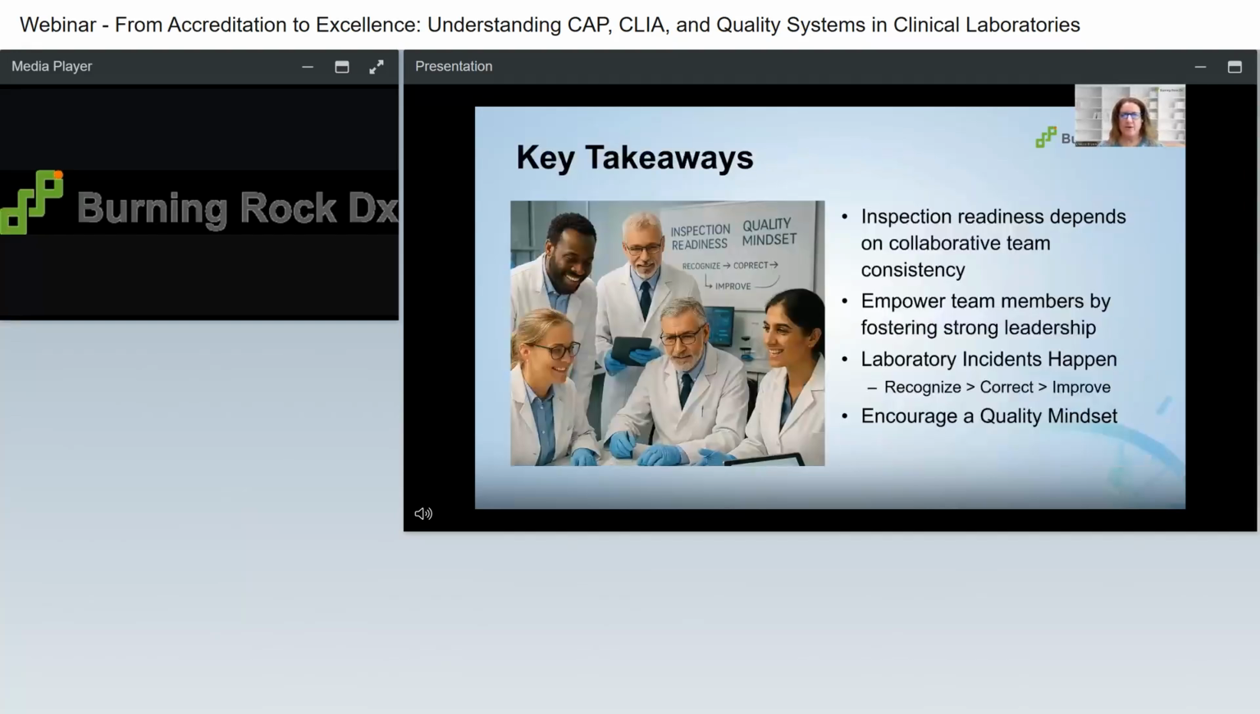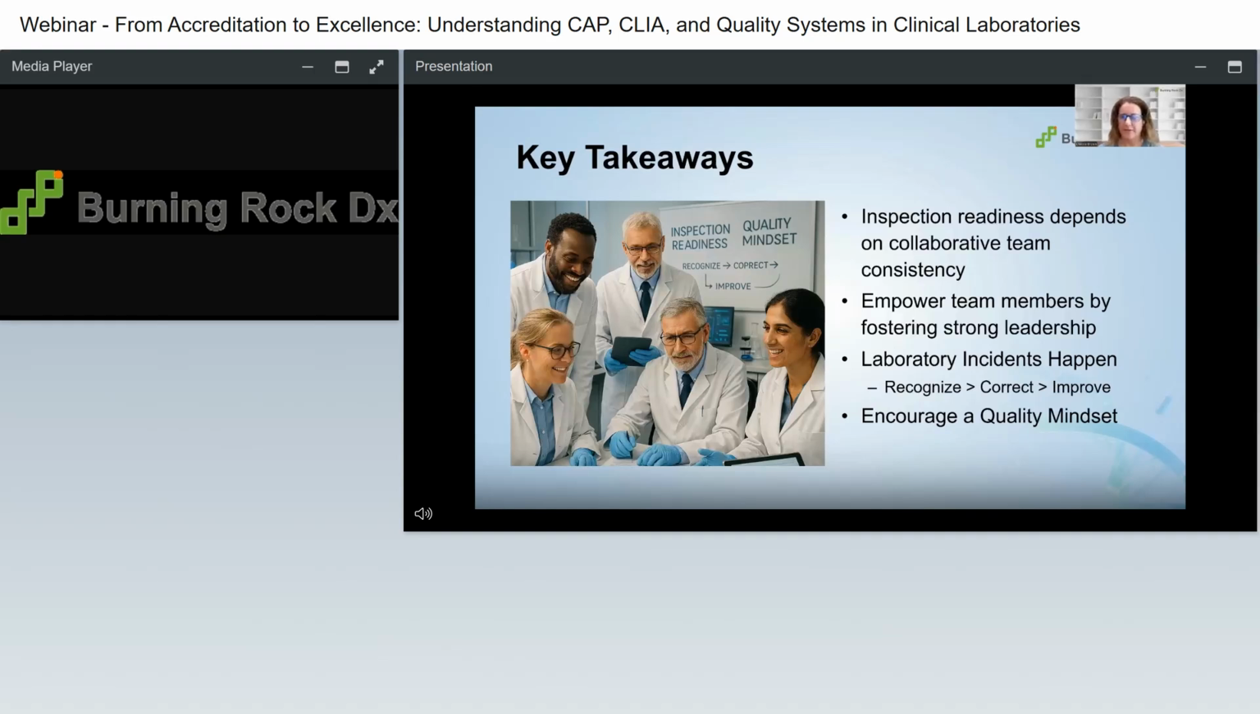Okay, so finally, some key takeaways from today's presentation. Inspection readiness depends on a collaborative team consistency. So again, make sure that the different parts of your laboratory are talking to each other and that they feel empowered to report things like errors or inconsistencies.